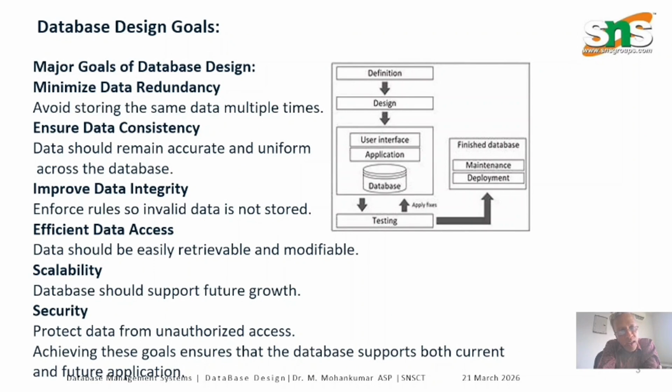Then ensure data consistency. Data should remain accurate and uniform across the database. We have to maintain accuracy and uniformity across the database design, so we have to maintain data consistency in our database design. Improve data integrity means rules. We give constraint rules and enforce them so that invalid data is not stored in our database. So data integrity plays a vital role in database design.